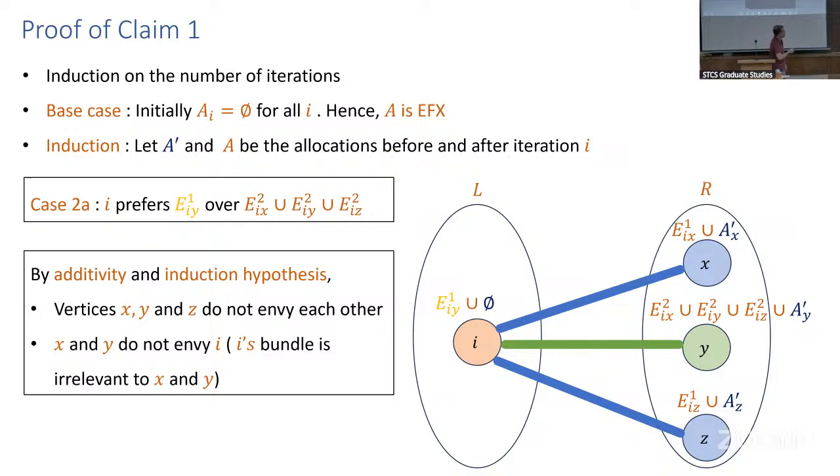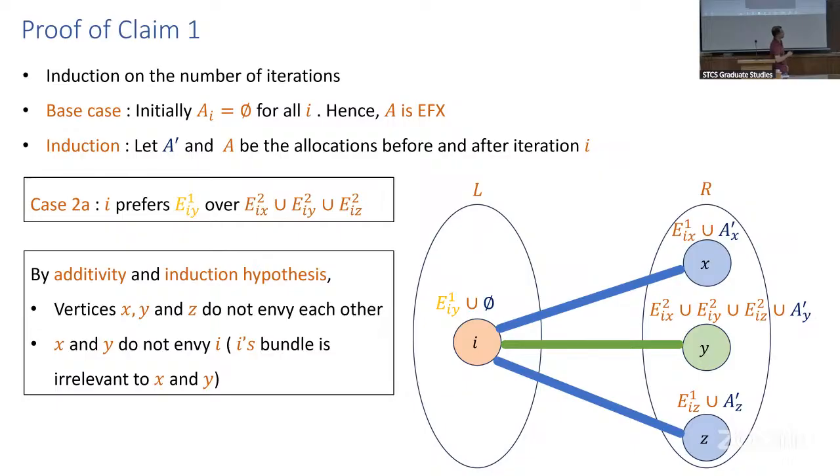So look at vertex X. It has received E1 IX, which it prefers over E2 IX, and its value for the other two bundles is 0 because these are irrelevant for vertex X. By induction hypothesis, it preferred A prime X over A prime Y. So if you consider the entire bundle, it prefers it over the bundle of Y. So X doesn't envy Y, and similarly, Y also doesn't envy X.